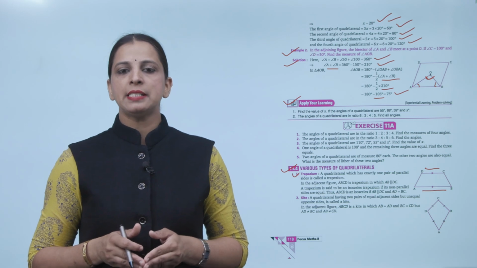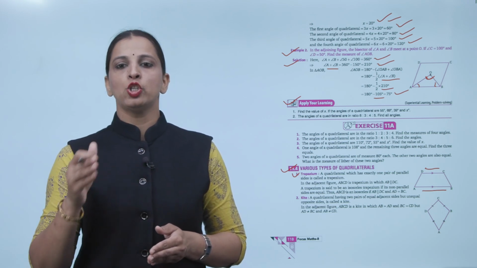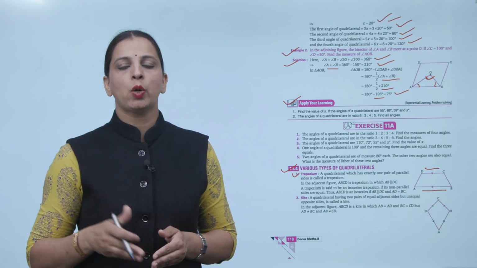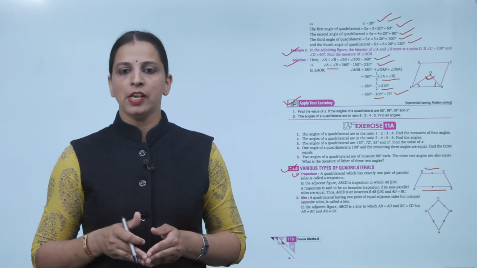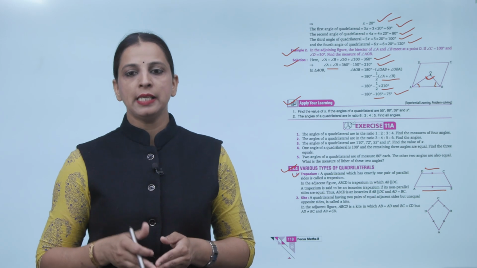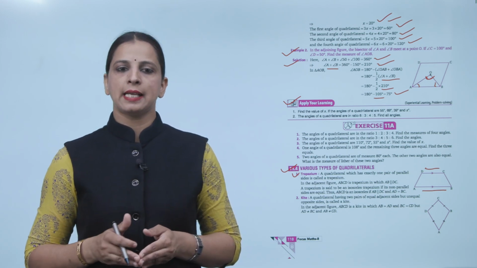A trapezium is said to be an isosceles trapezium if its non-parallel sides are equal. Thus, ABCD is an isosceles trapezium if AB parallel to DC and AD is equals to BC. Now second is kite.